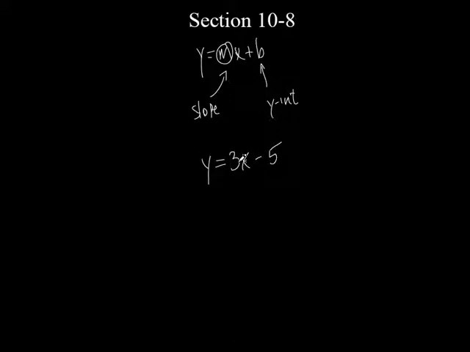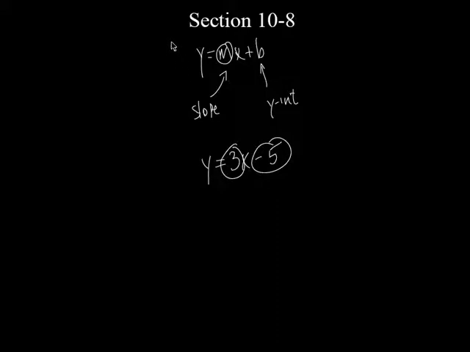Just looking at this thing right here, you should be able to tell what the slope is just by looking at it. So what is the slope of this? 3. It's 3. It's not -5. Slope is 3. What's the y-intercept? It's -5. Okay, that's the y-intercept. So just looking at the equation, you should be able to tell what the slope is and what the y-intercept is.